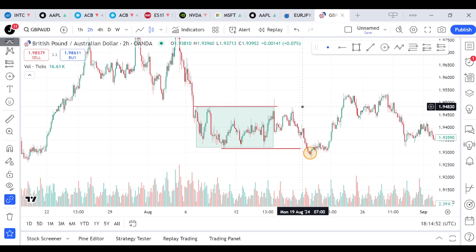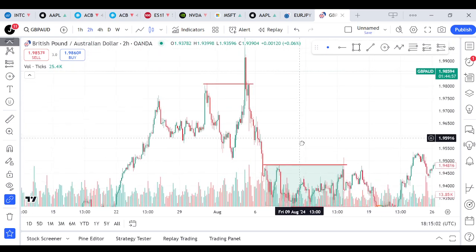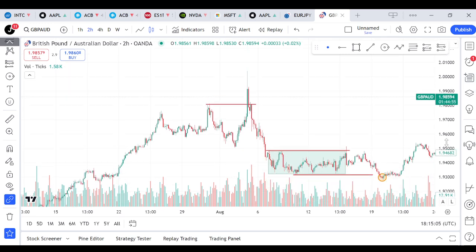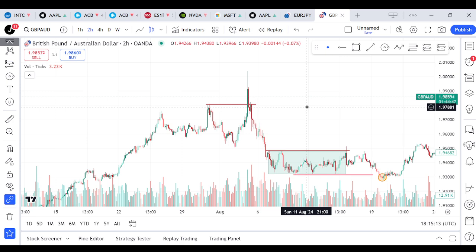Another reason for fake breakouts is market fluctuations, and this occurs during high volatility periods such as major economic news or events. I think this looks like a major economic news event, this spike right here. So this is known as market fluctuations. And these fluctuations can lead to sudden price movements that do not reflect the underlying trend.